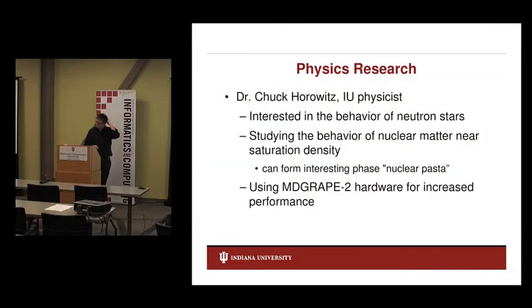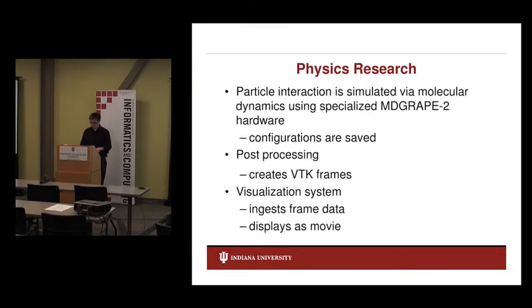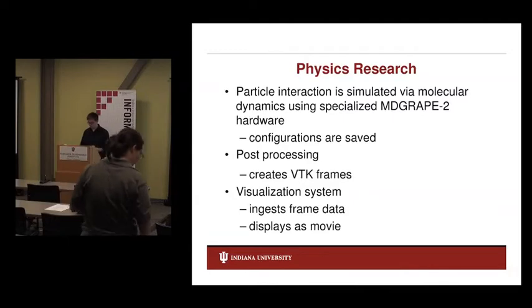So some researchers at IU have made use of this centralized file system model, and one of those is Dr. Chuck Horowitz, who's interested in studying neutron stars and the behavior of nuclear matter and particle interaction. And his workflow is to run the simulation on some hardware, and in this case he uses MD Grape 2, which is some specialized physics hardware. He does some post-processing on the simulation results and then visualizes those results. So he's got 3 steps.